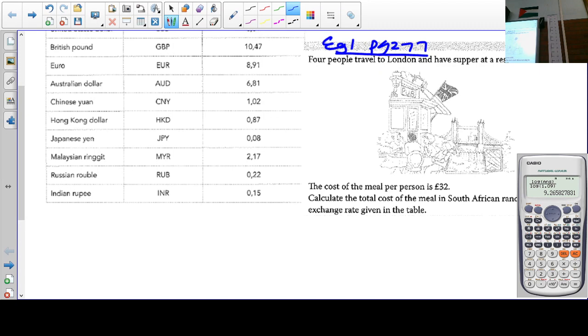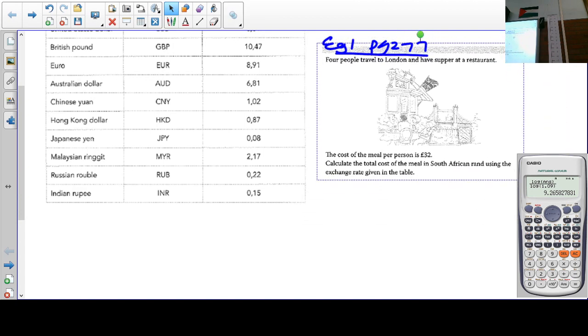Page 277. So we are told that 4 people travel to London. So what is the currency in London? The pound. The pound is used in London. 4 people travel to London and have supper at a restaurant. The cost of the meal per person is 32 pounds. Calculate the total cost of the meal in South African rand, using the exchange rate given in the table.